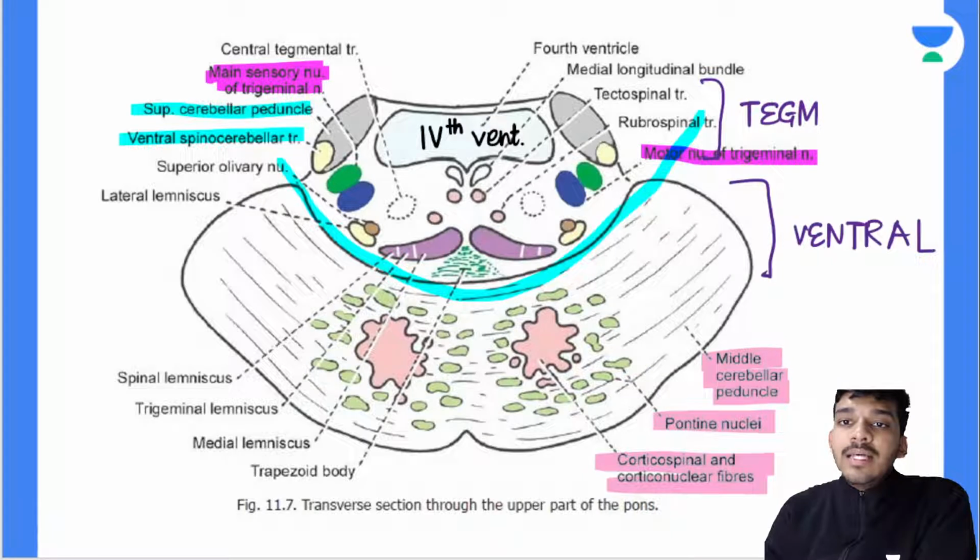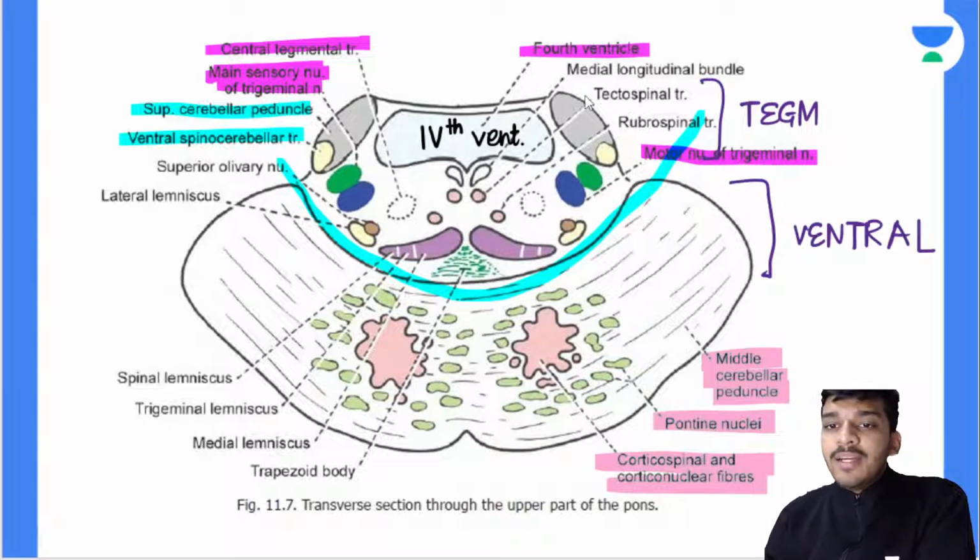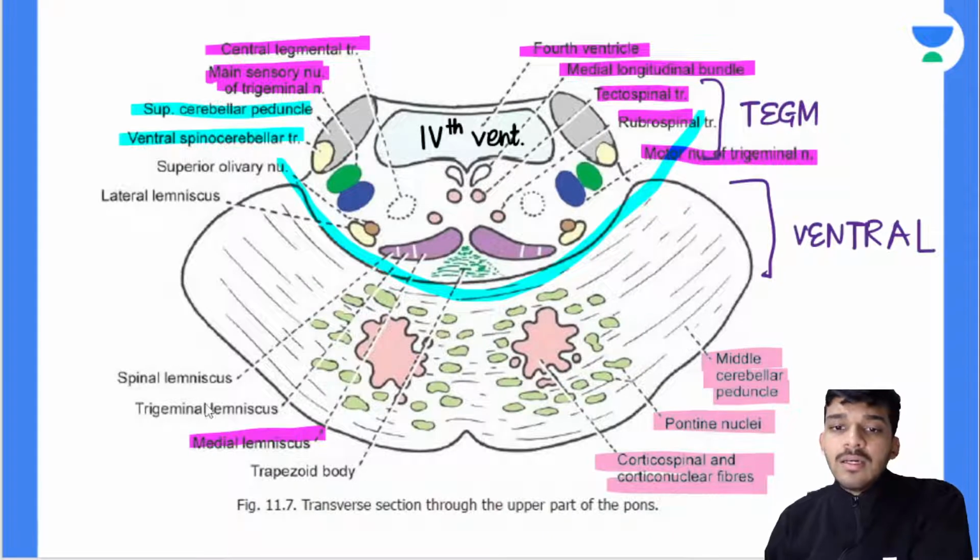Okay? Then there is a central tegmental tract that was already present in the lower part of pons also. Fourth ventricle we have discussed, right? And in the midline, if you remember these structures in this very order: medial longitudinal bundle, tectospinal tract, rubrospinal tract, and the lemnisci, right? So which all lemnisci did you have? You had medial lemniscus, right?